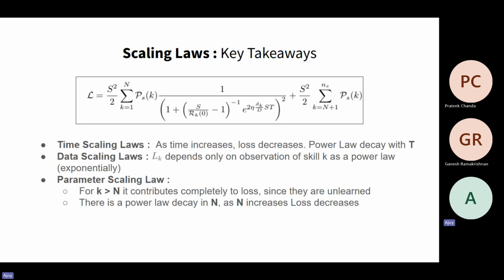So these are the key takeaways: the time scaling loss is modeled as a power law decay of the time because it's in its denominator. The data scaling loss is directly dependent only on the observations of the kth skill, and the parameter scaling loss is also a power law decay in n. Because as you increase the n, this loss is going to decrease because this term is going to go up and this is going to completely vanish out.